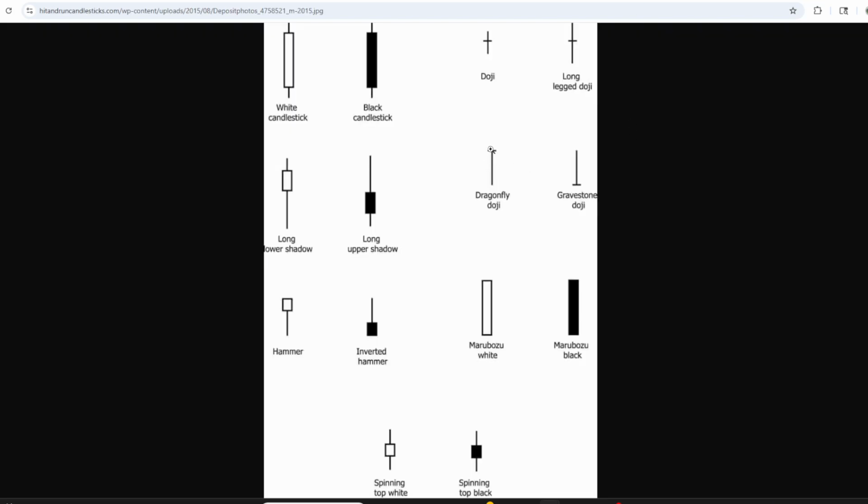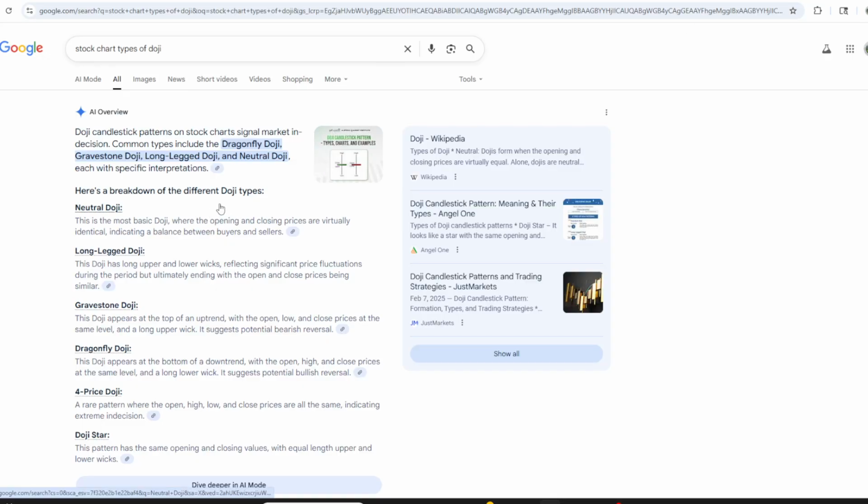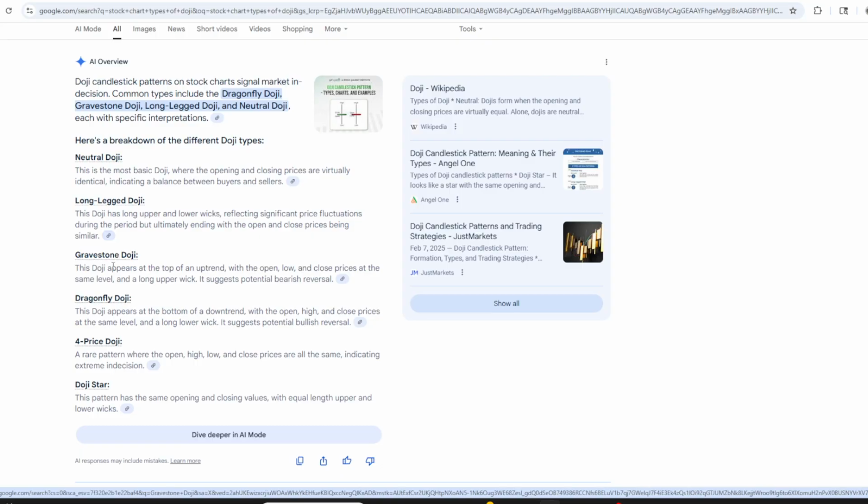Here's an example of a dragonfly doji. It's a long lower shadow doji. It's a bullet doji. Gravestone doji, long upper shadowed. That is bearish. Long leg doji, long upper and lower shadow. And here's just an example of a regular doji. Here's from just the AI, the types of doji: long leg, neutral.